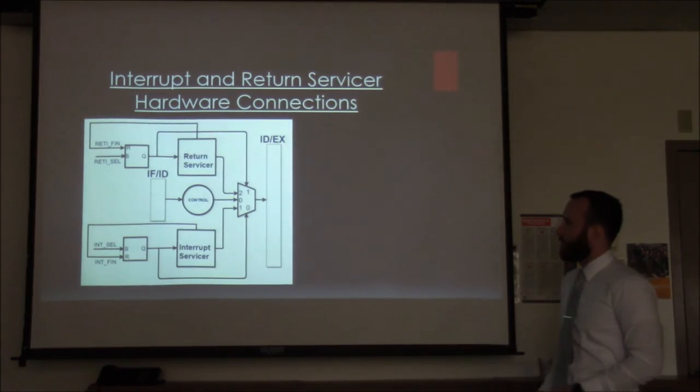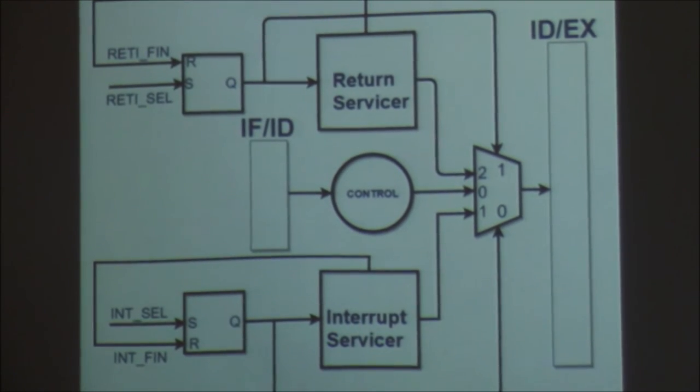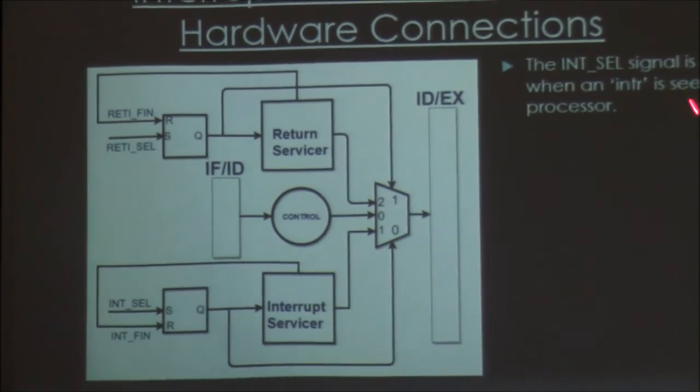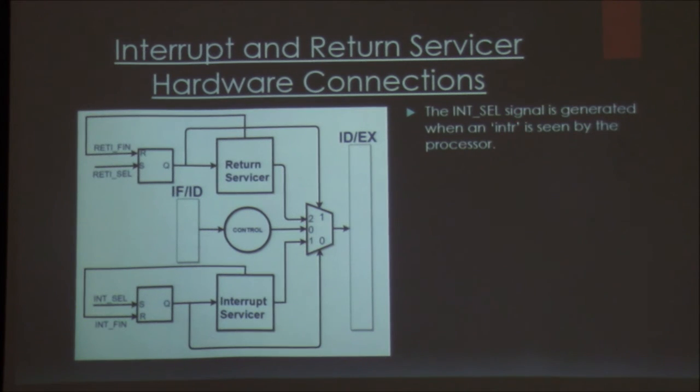So this is the hardware connection, abstracted a little bit. I'm going to walk you through how an interrupt occurs. When an interrupt signal is seen, we generate the interrupt select signal, which is actually the output of the SR flop. So we set the flop. On the next clock, the interrupt servicer starts, and that signal is also brought back to the mux. It's one of the mux selects, and it allows the data from the interrupt servicer, which is the custom instructions, to pass through this mux into our pipeline register.